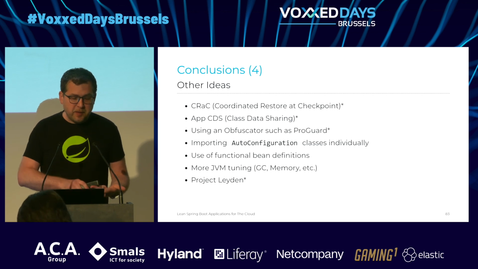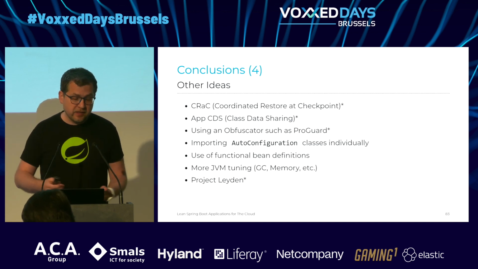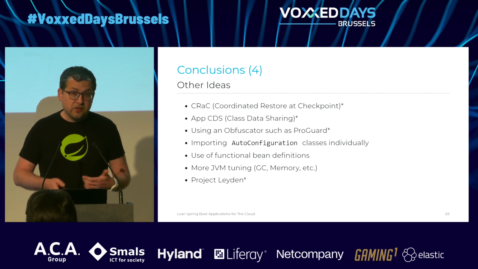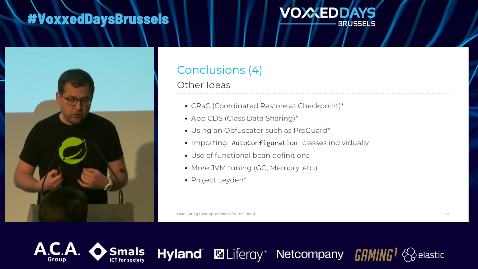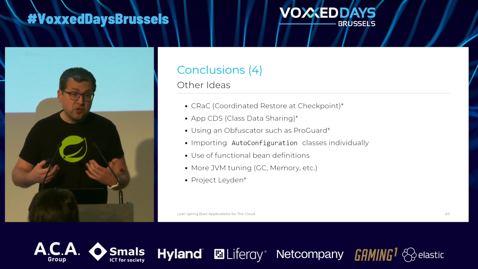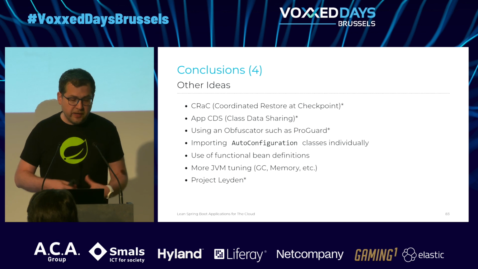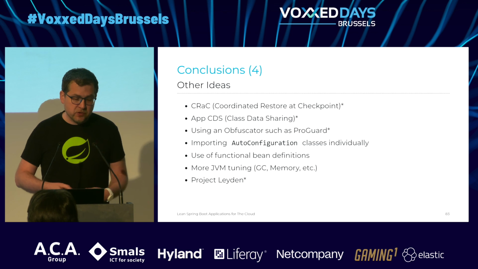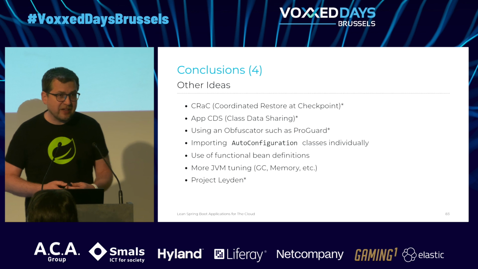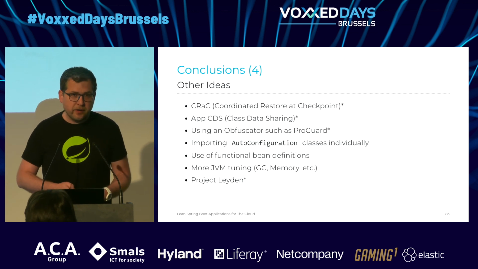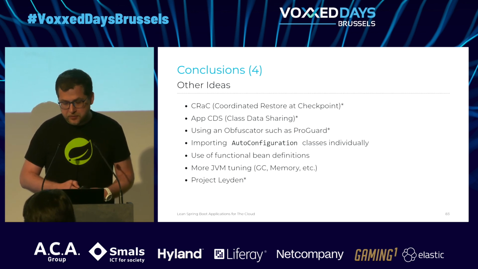Then I have also been playing around with an obfuscator, which didn't help much because of the component scanning and so on. I had to make sure that the names always stay stable, which is a huge problem. Another thing I could do is importing auto configuration manually, which could give some benefits. You can also use Spring Fu, where you functionally create Spring Beans. Then some more JVM tuning would be possible as well, right? And there is another project popping up called Project Leyden, which is in the Java world another idea to make Java applications start faster.